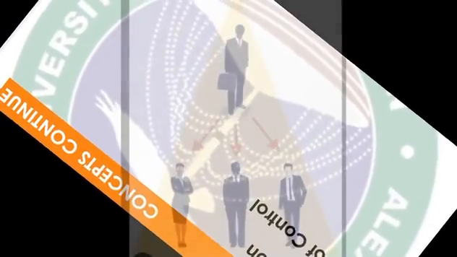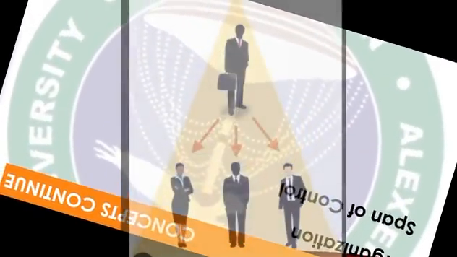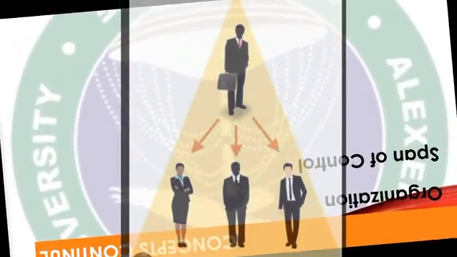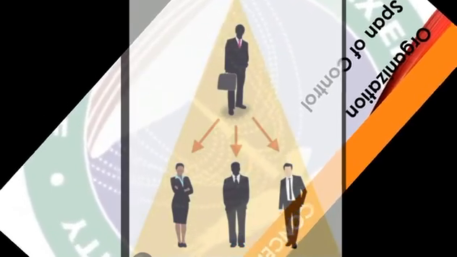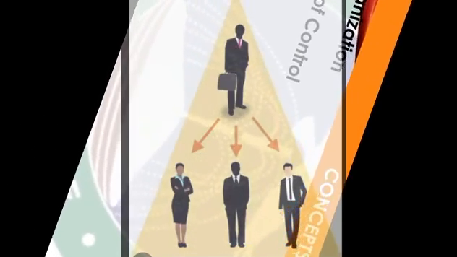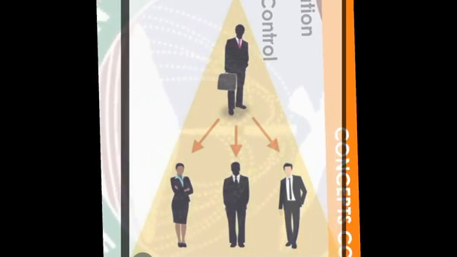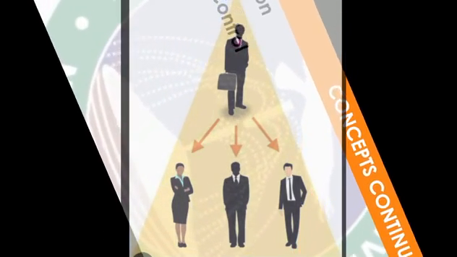Let's move to span of control. Span of control looks at the number of subordinates. Subordinates here means persons under a supervisor. The number of subordinates that a supervisor can effectively supervise within the organization.